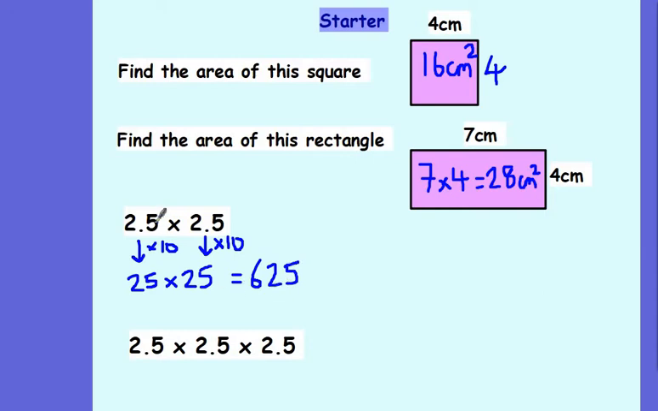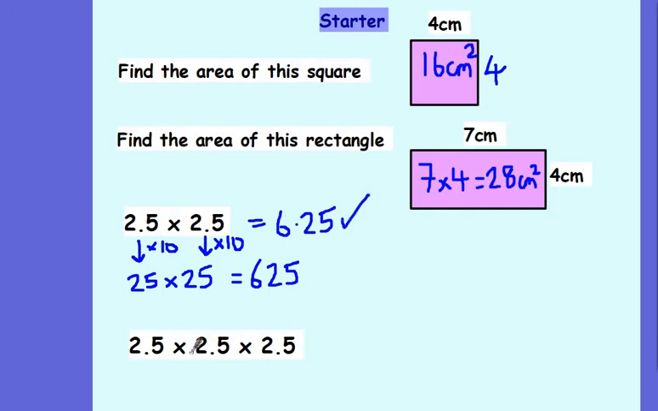The question was, what's 2.5 times 2.5? So to work that out, I need to divide 625 by 10 and then by 10 again. So that's going to give me 6.25. We can do a quick sanity check. 2.5 is between 2 and 3. 2 times 2 would give me 4, 3 times 3 would give me 9, 6.25 is between the two.